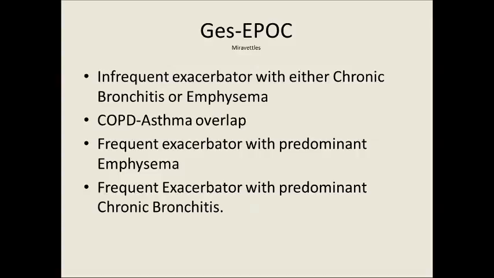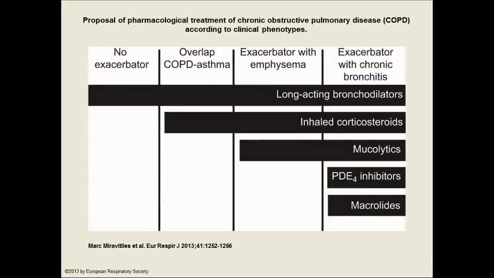Okay, this is a recommendation by the Spanish guidelines, and they call it CASE EPOC, and they divide COPD into 4 phenotypes. Either a phenotype of an infrequent exacerbator who has either chronic bronchitis or emphysema, the overlap patient, a patient who is a frequent exacerbator with predominant emphysema, and a frequent exacerbator with predominant chronic bronchitis. And this is what their guidelines suggest at this stage. And they then tailor the treatment according to that.